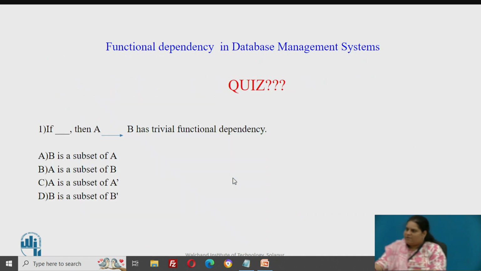Then let us solve one quiz. That is, fill in the blanks: if A is having functional dependency with B and it is a trivial functional dependency, then in case of trivial functional dependency, what is the condition? We know that B should be a subset of A.